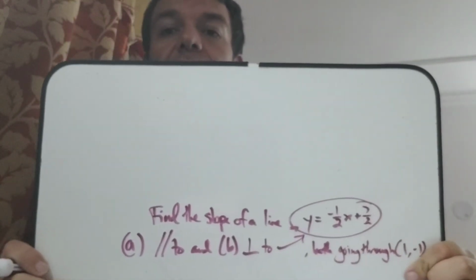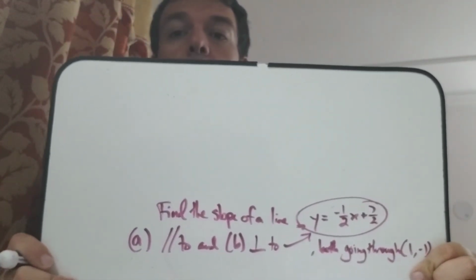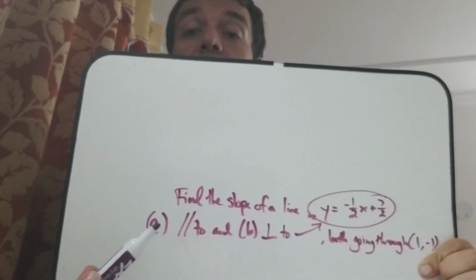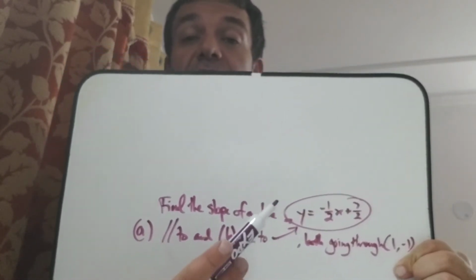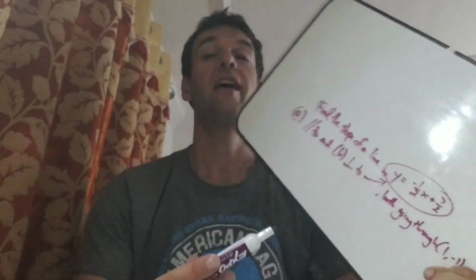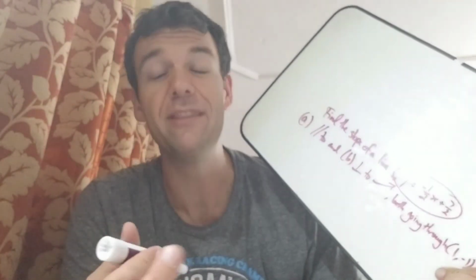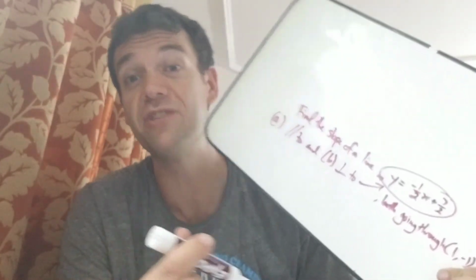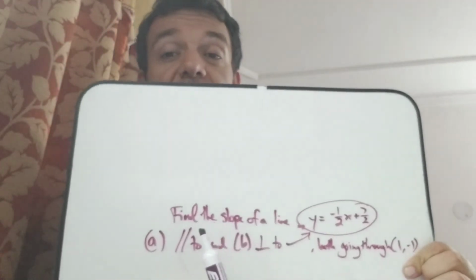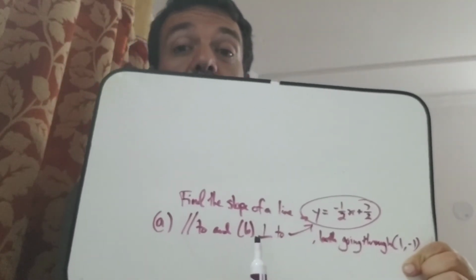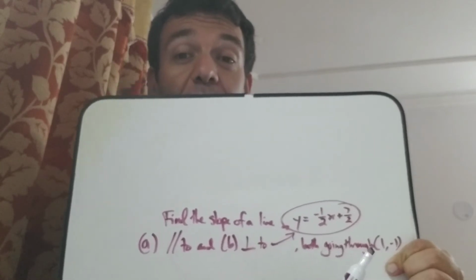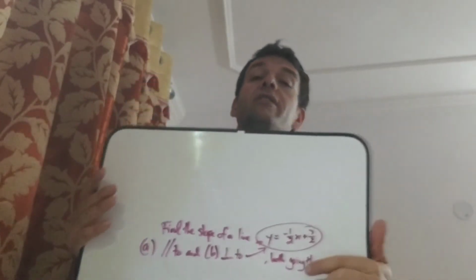There we are. Find the slope of a line, part A, parallel to, and part B, perpendicular to this line. And then, I forgot to write this down, but then they'd make you write the actual equations of the line. Let's say both of these lines, the parallel one to this and the perpendicular one to this, pass through the point 1, -1. Well, it's very straightforward.